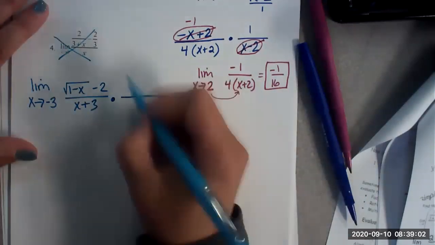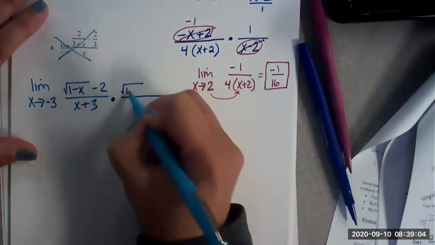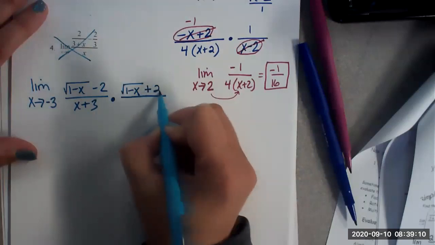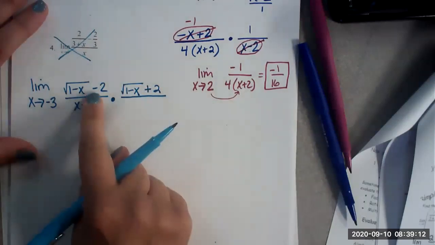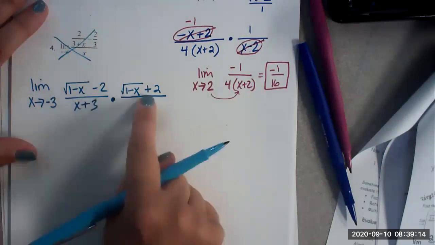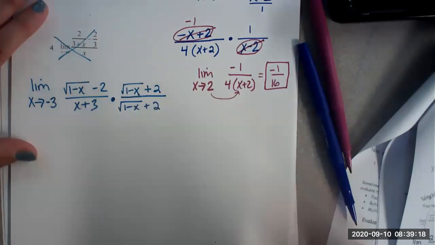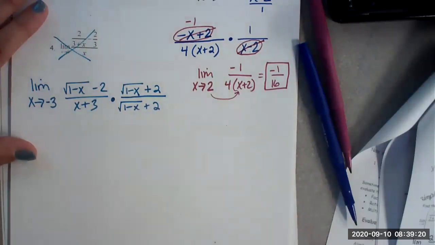All right, so remember, you're going to multiply the square root of 1 minus x, and then what do you put here? Opposite sign. So whatever sign was in the middle right there, you switch it. And you always keep the top and the bottom the same. So that's what I mean when I say rationalize the numerator.